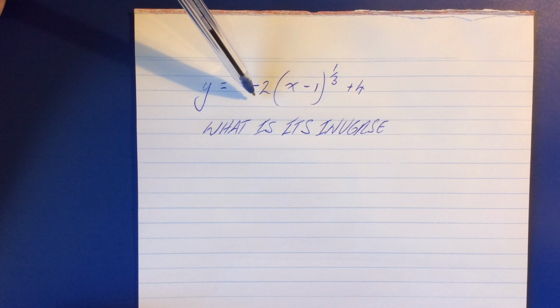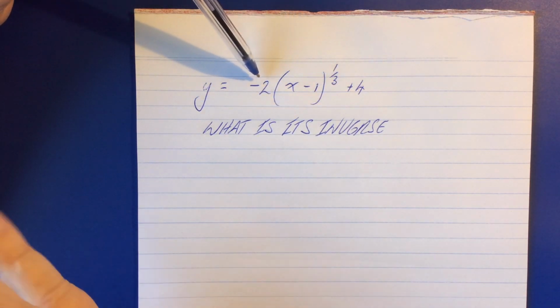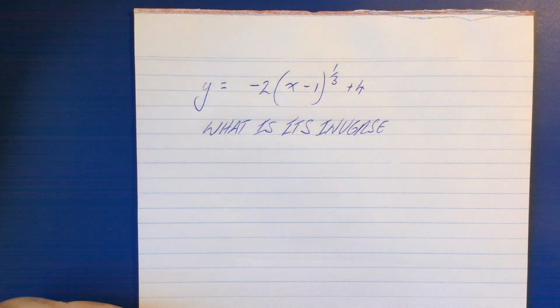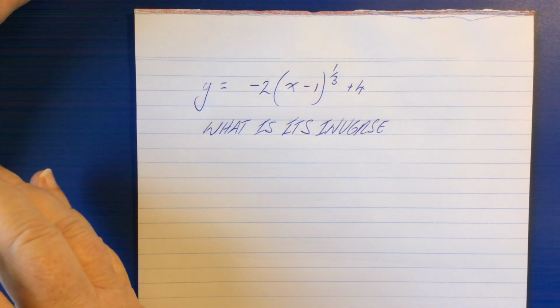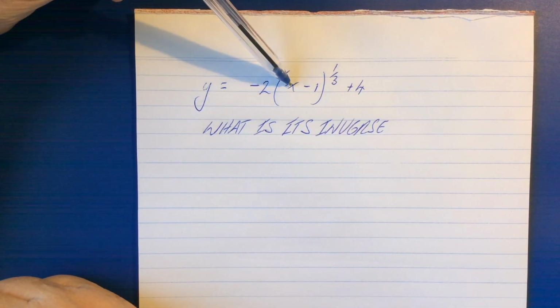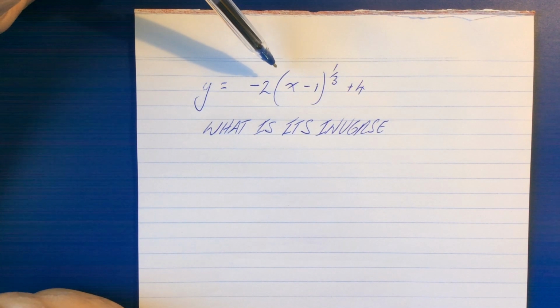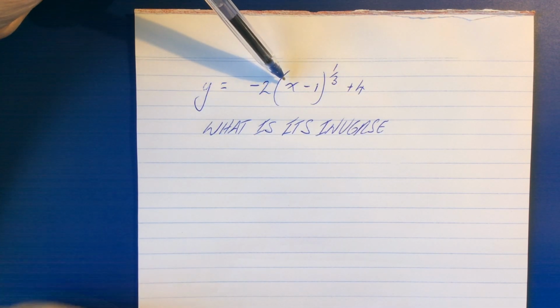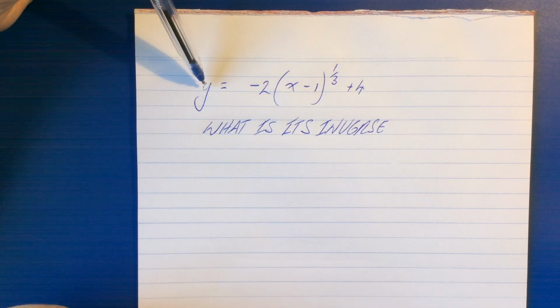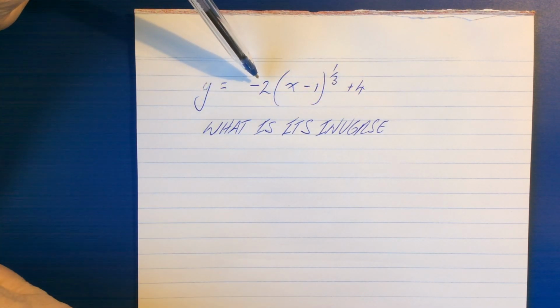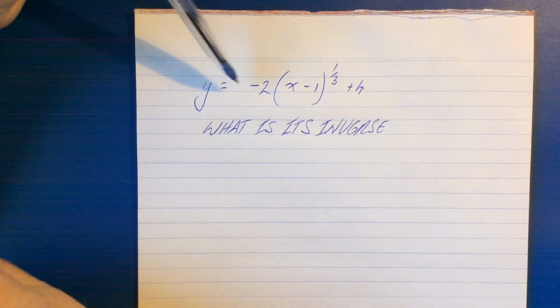Today we're going to try and find the inverse of this function here. Now the process for finding the inverse of a function is very simply stated. We swap x for y, and then in order to get our function back into the shape in which it was presented to us, we rearrange the new function so that we get y equals something.